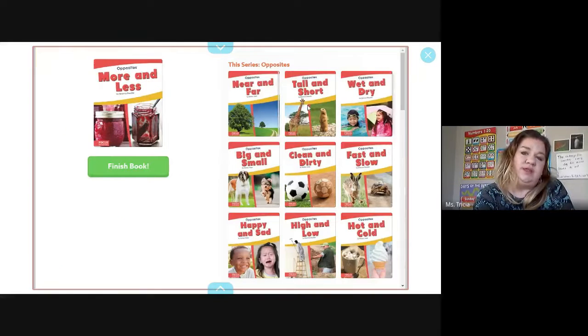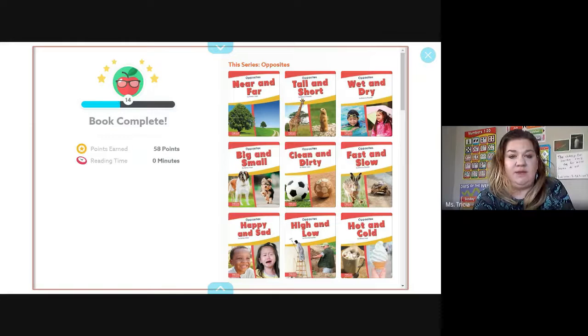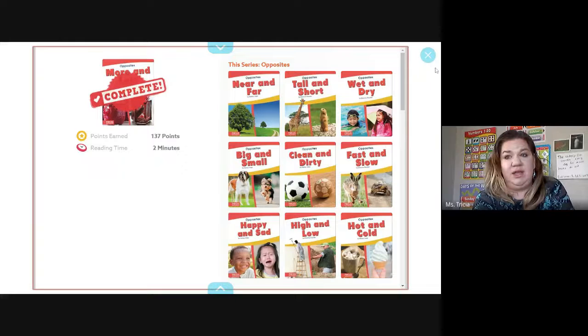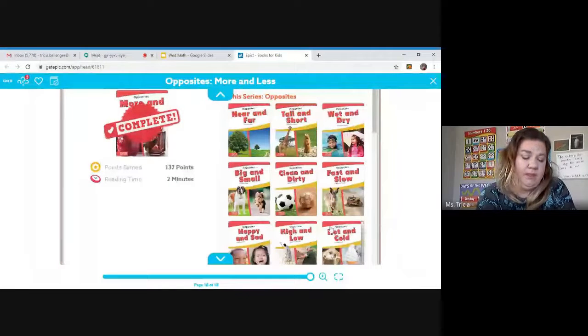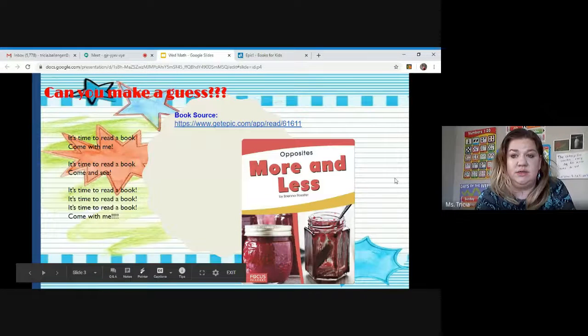Here's some more in a series of opposites. These are different ways that you can sort things. You can sort things by things that are wet and dry, things that are clean and dirty, animals that are fast and slow. Check those out on getepic.com. We earned 137 points for just reading for 2 minutes. Not bad for a few minutes of reading. We also learned some new things.